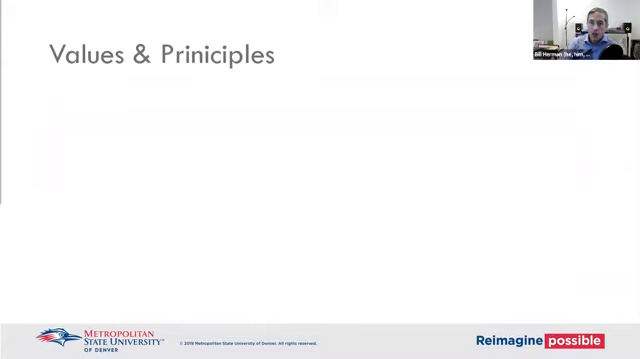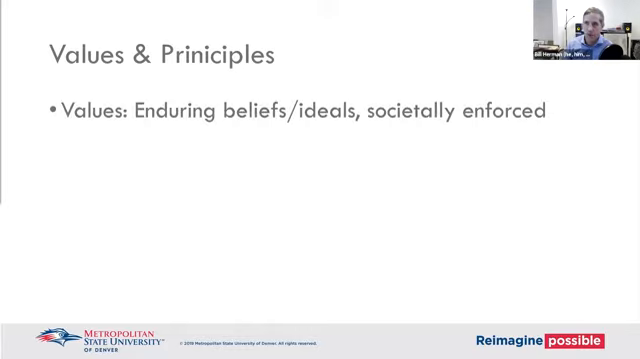So when we talk about values and principles, these also sometimes can be conflated with morals and ethics, and these are yet other concepts. I'm going to let the book go into a little bit more detail on these, but just make sure we're all on the same page real quick. Values are enduring beliefs and ideals. They're societally enforced.